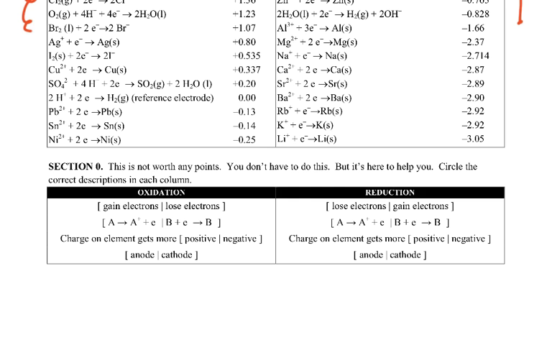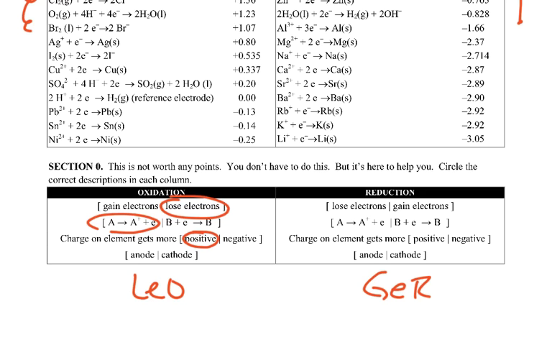Okay, oxidation. We said Leo the lion says grr. So Leo and grr: oxidation is losing electrons. What does that look like? If it's losing electrons, that means the electrons are on the right side of the equation, and the element is going to get more positive, and oxidation always occurs at the anode. So just get those four things all together.